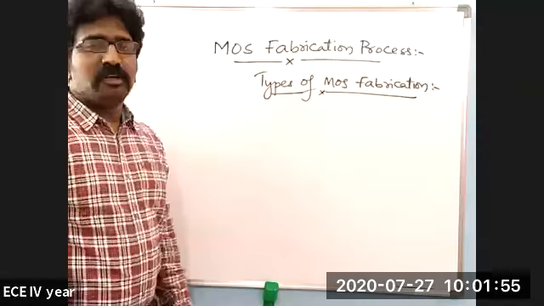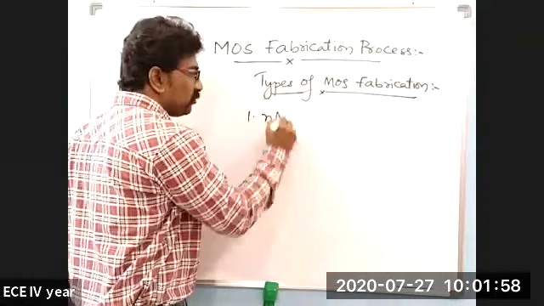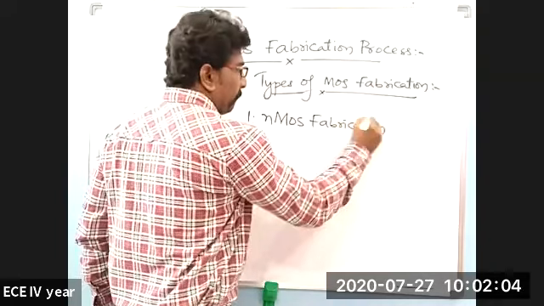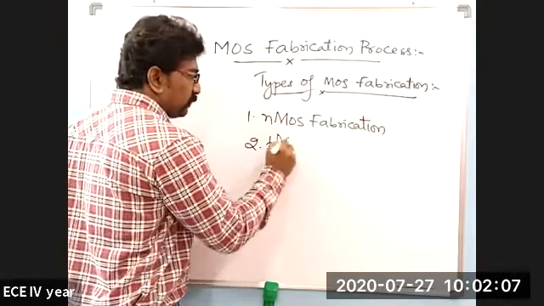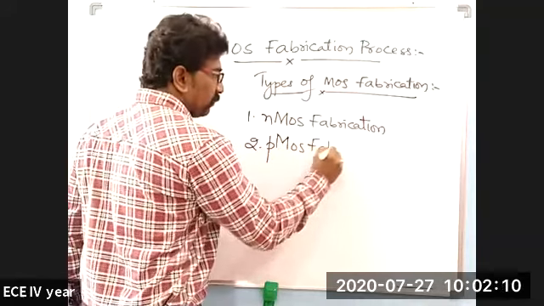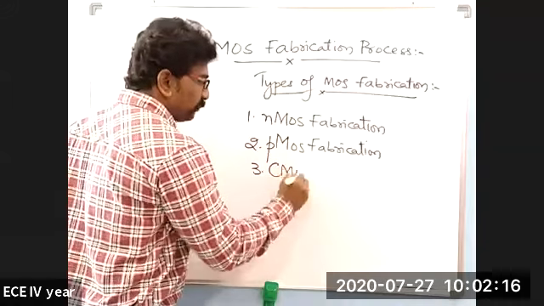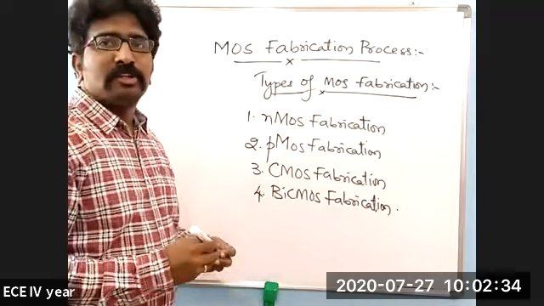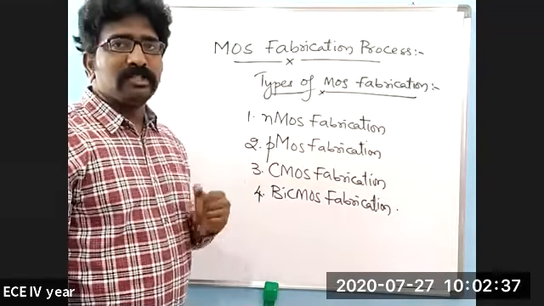Types of MOS fabrication. The first one is called NMOS fabrication. The second one is called PMOS fabrication. The third one is called CMOS fabrication. The fourth one is called BiCMOS fabrication. These are the four kinds of fabrication which we will study as per our course.